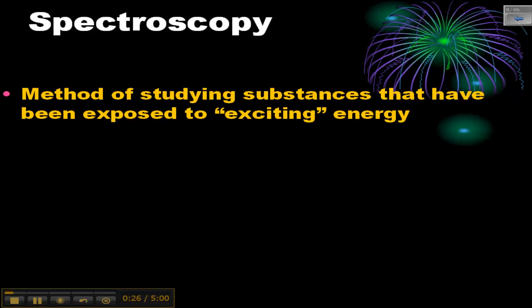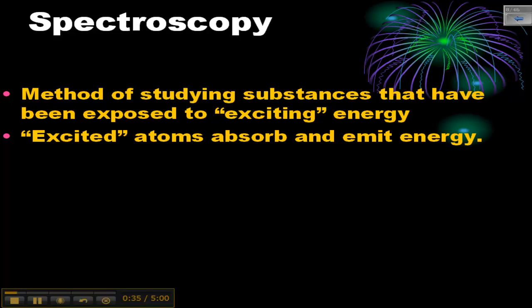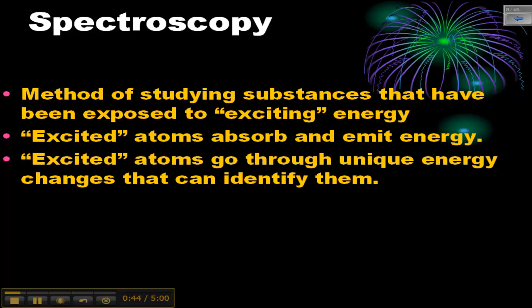So this is what's called spectroscopy. This is a method of studying these substances that we do excite with this energy, whether it's infrared or ultraviolet, or there's lots and lots of different types of spectroscopy. Now, excited atoms are going to absorb and then emit that energy. Okay, that's what it means to excite an atom. They're going to go through a series of unique energy changes, and we can use those to identify them. We know what those energy changes produce, and we can determine then what elements there are in the sample.